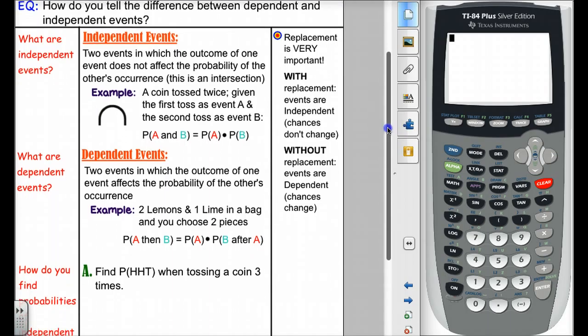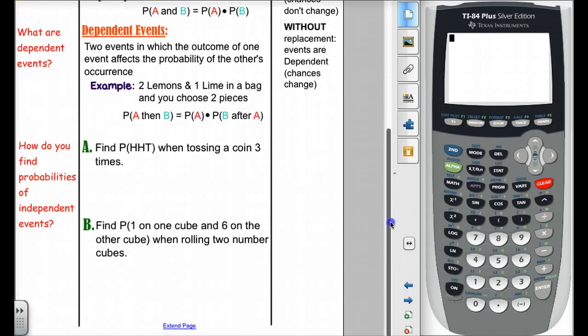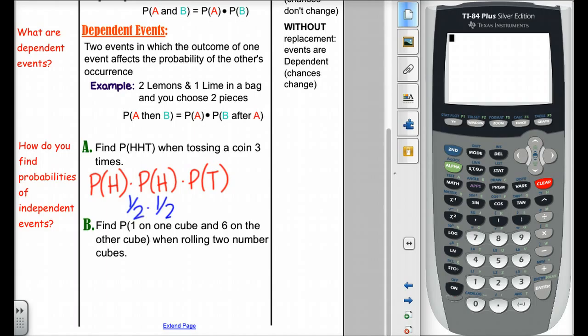So if we take a look at finding probabilities of independent events, we have the probability of flipping heads, heads, tails when tossing a coin 3 times. This is independent because when I toss this coin each time, the previous outcome has no effect. So we're going to take the probability of flipping a heads times the probability of flipping a heads times the probability of flipping a tails, which in the case of a coin is 1/2 times 1/2 times 1/2, which is a probability of 1/8.